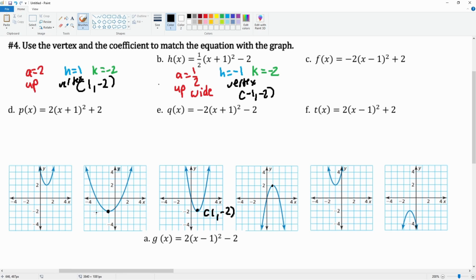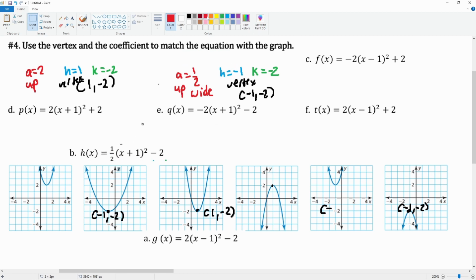Let's see which one. This one has the vertex of 1, -2. This one has the vertex -1, -2. Right? So let's see which one that belongs to. Well, this is up and wide. Looks like it is more like the second one right here.